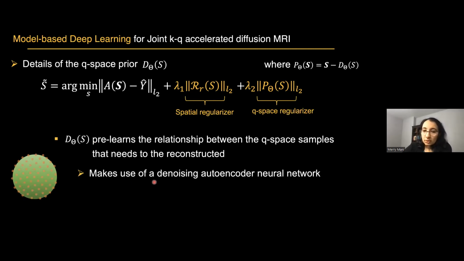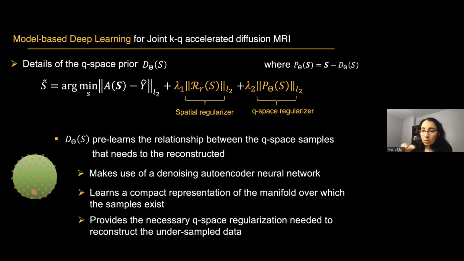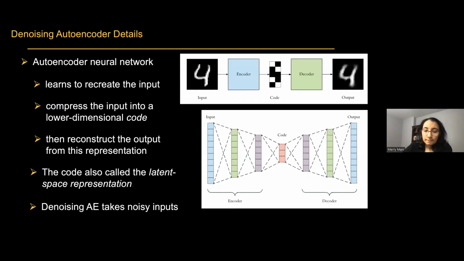So for that, we will make use of a denoising autoencoder neural network. What it's going to do is learn a compact representation of the manifold over which all these samples exist. That compact representation provides us with prior information that constrains our reconstruction to come up with the solution from this undersampled data.